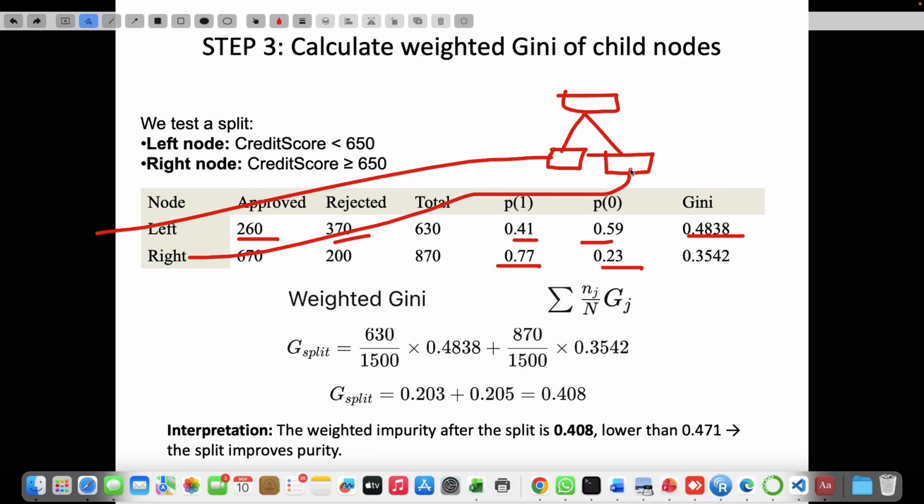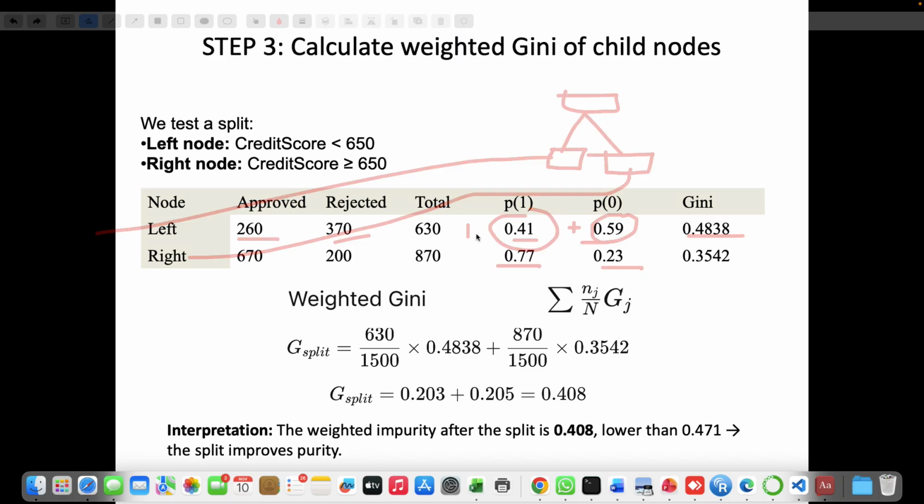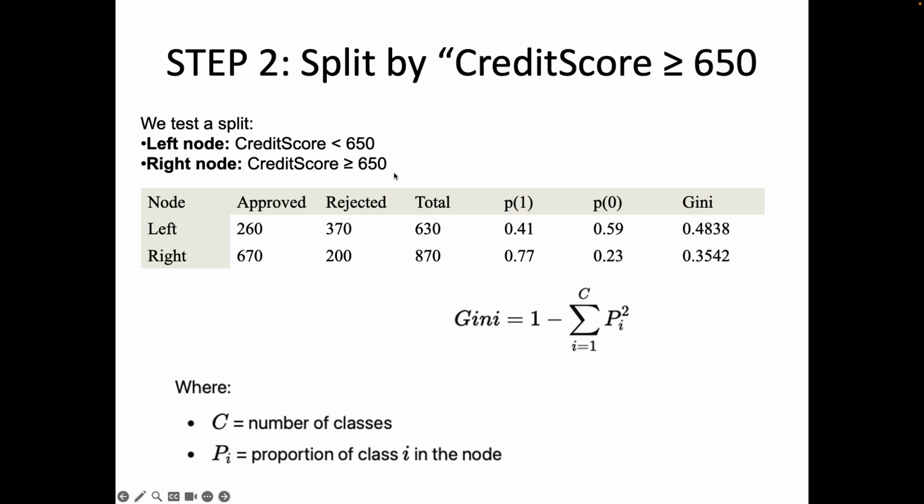So you need to calculate the Gini, same formula, and you know the formula. You take the square of this, and take the square of this, add them together, and subtract them from 1. Where is this coming from? This is coming from the Gini formula. So you have 1 minus the probabilities, for example approved 41% and rejected on the left side. The Gini is calculated on the left side: take the square of the probabilities, add them together, and subtract from 1, and you get this value. This is how you calculated the value there.